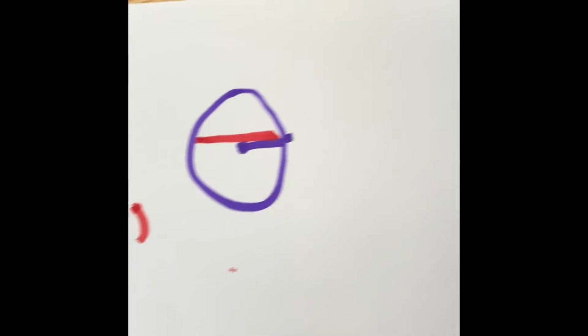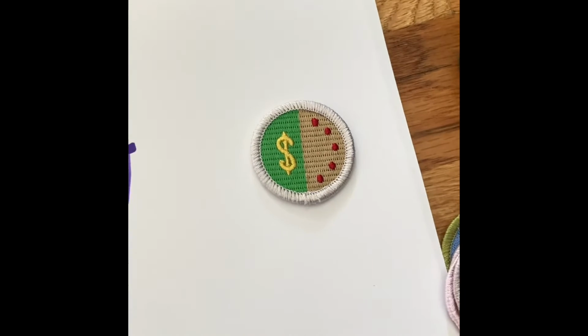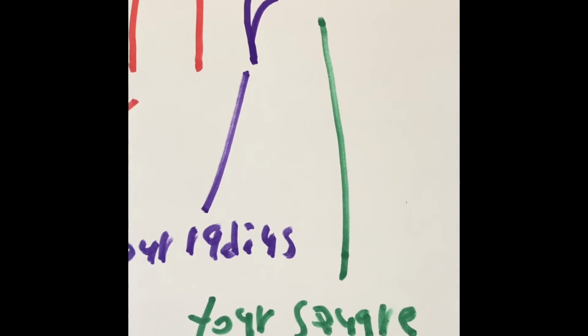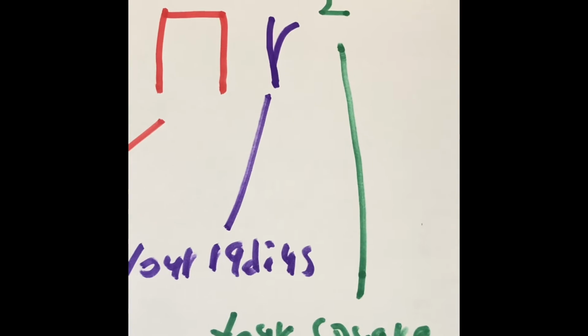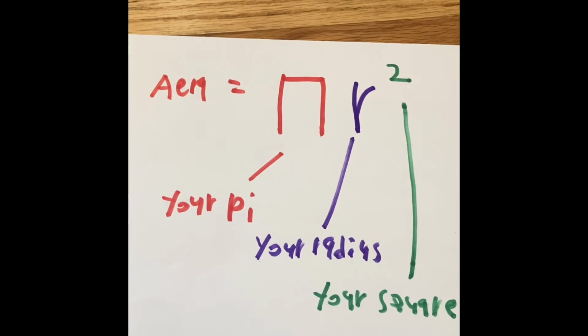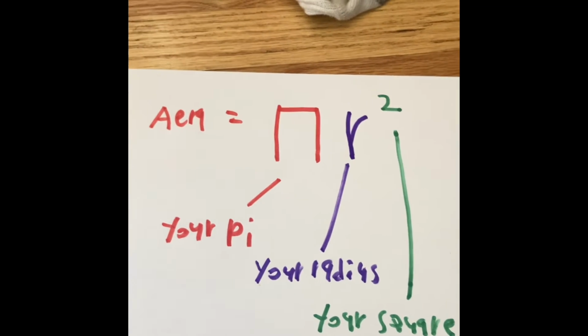A circle is definitely a 2D shape. So that's why we use the number 2 as an exponent, or squared. And that is how we can understand the formula pi r squared. Well, let's actually do the math.